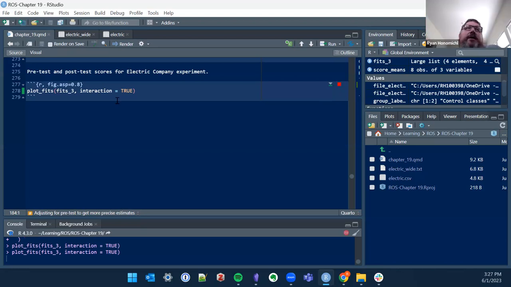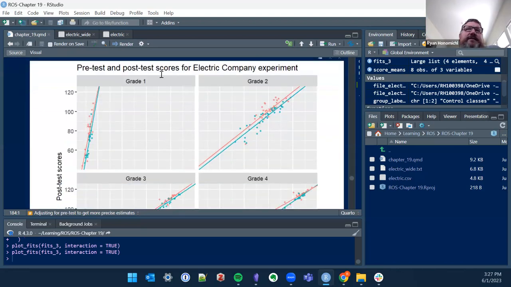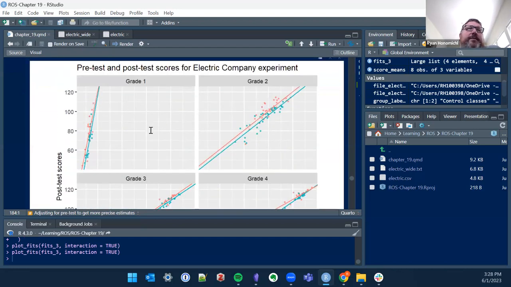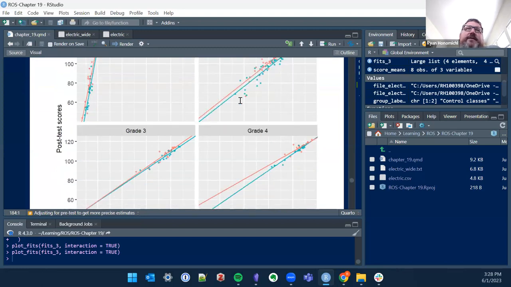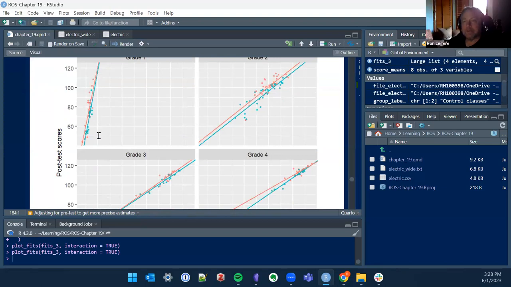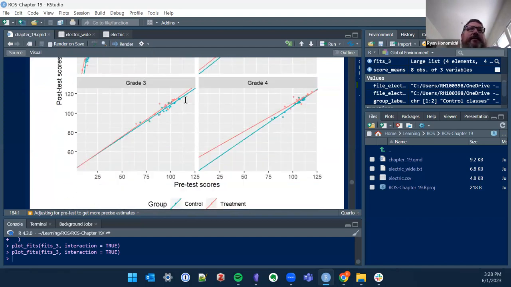Now, one of the things we should see here is how the lines are kind of squiggly, all cattywampus. Because we're now including this, it looks like for second grade those are pretty parallel, but it's clear that if we continued this, the blue and the salmon line would overlap at some point up above. And for grade four, this is probably in the noise.